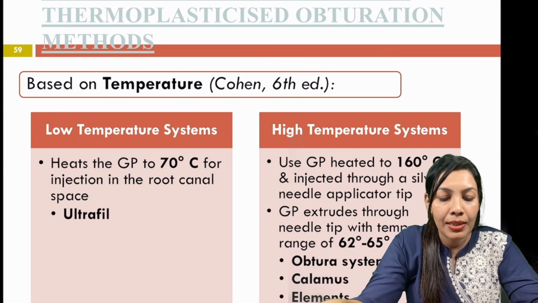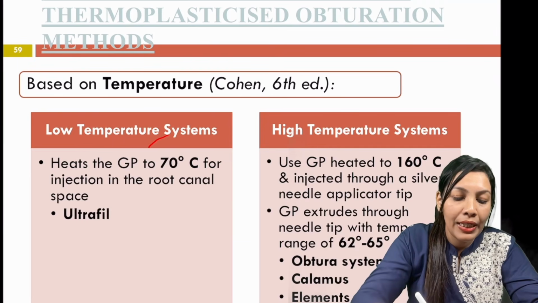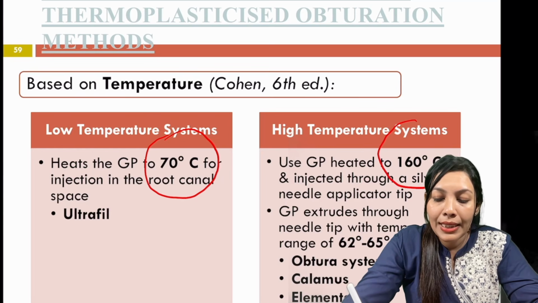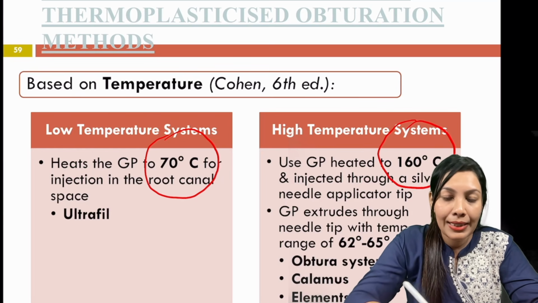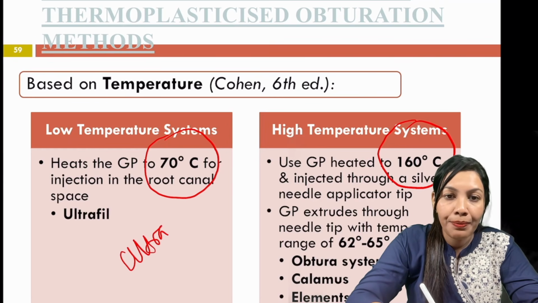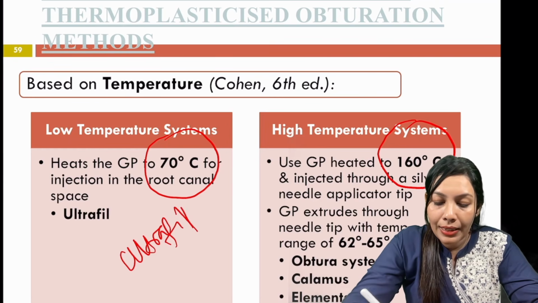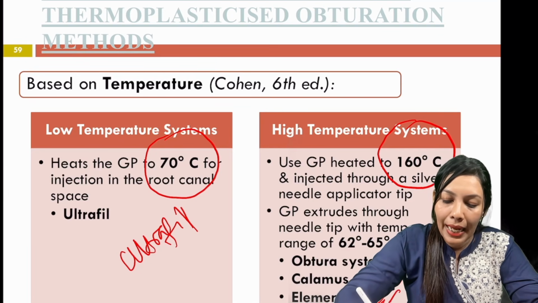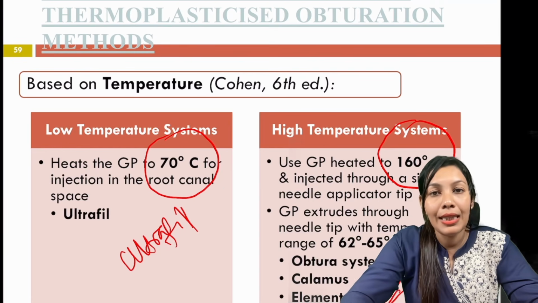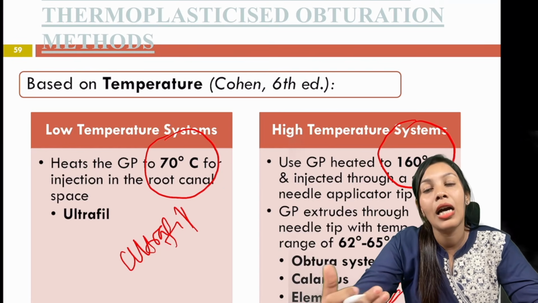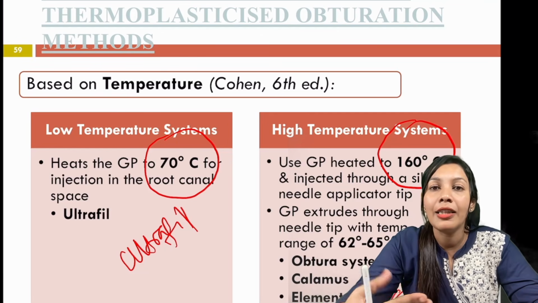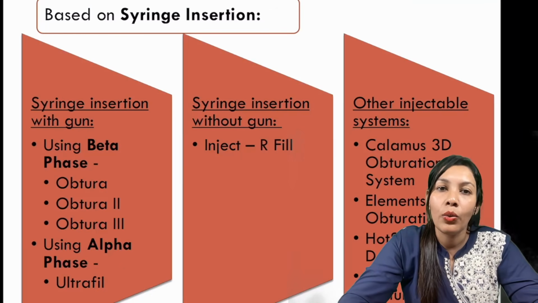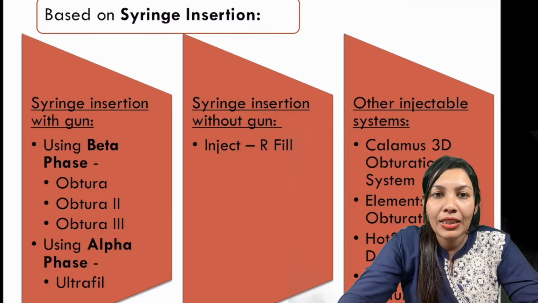The low temperature system uses a temperature of 70 degrees centigrade, and the high temperature system uses 160 degrees centigrade. Examples include Ultrafil here, and the high temperature ones include Calamus, Elements and Obtura. These three systems use a higher temperature, where the gutta is heated outside and poured into the root canal. So that is the syringe insertion method.